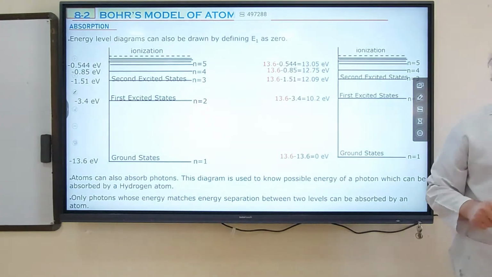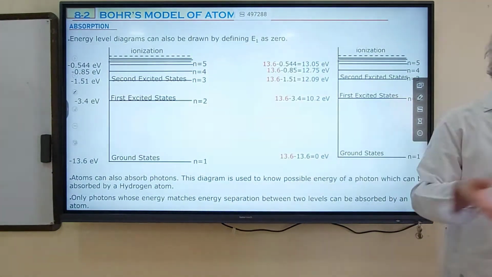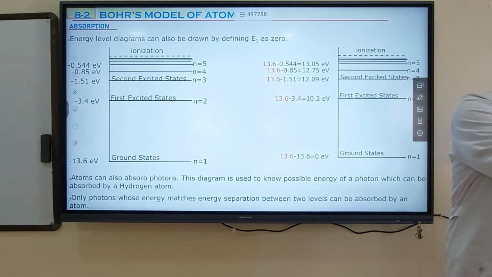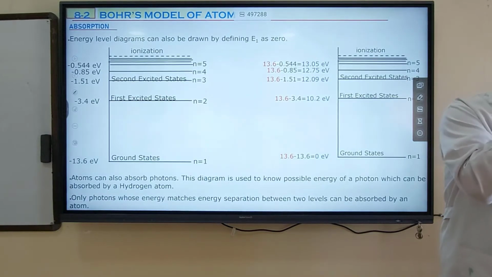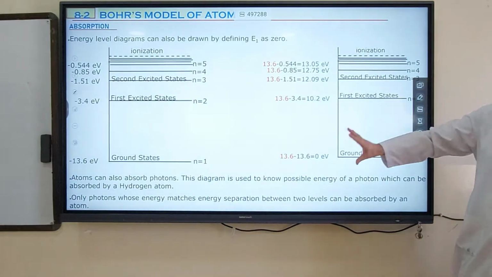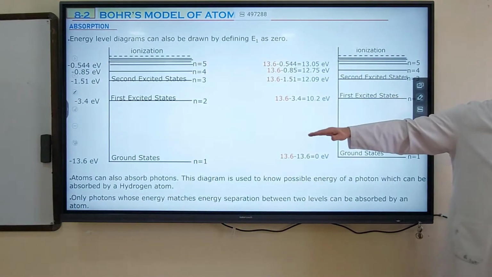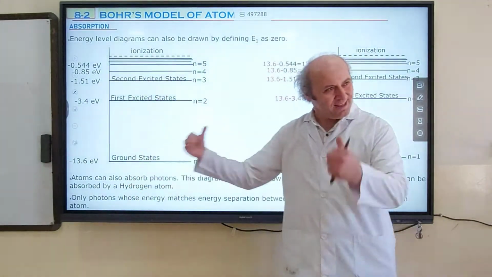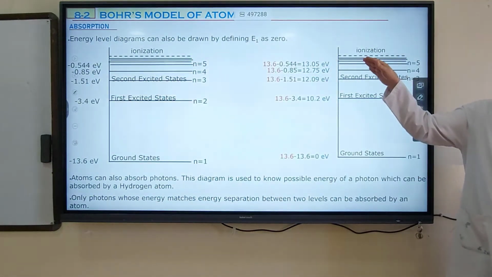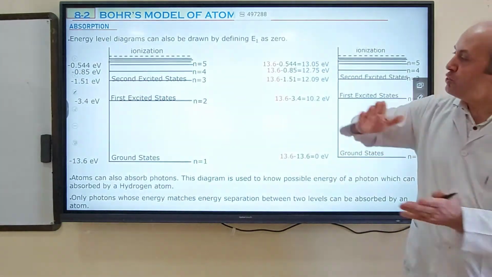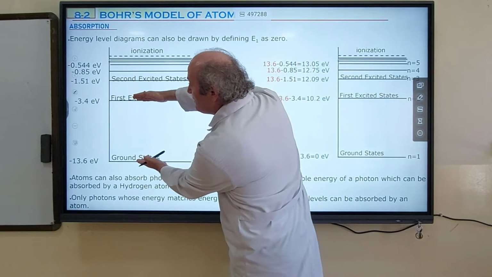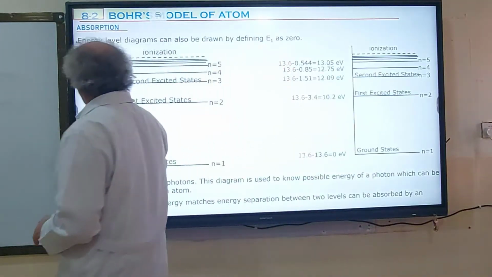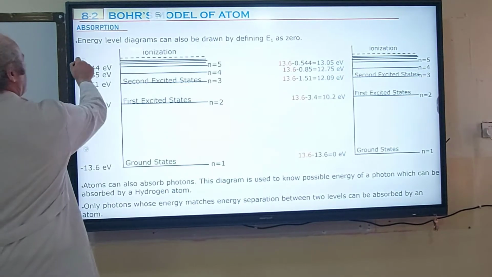But electric current is not like this. We didn't count this. Any energy can be given to the atom by collision of electrons with other atoms of that gas. But photons must exactly match this difference. Whatever this difference is, in fact, is the same difference as in here, but we made it a little more understandable by doing it this way. Only photons whose energy is equal to the difference between the energy levels can be absorbed by atoms. Okay, now let's solve a problem about this.